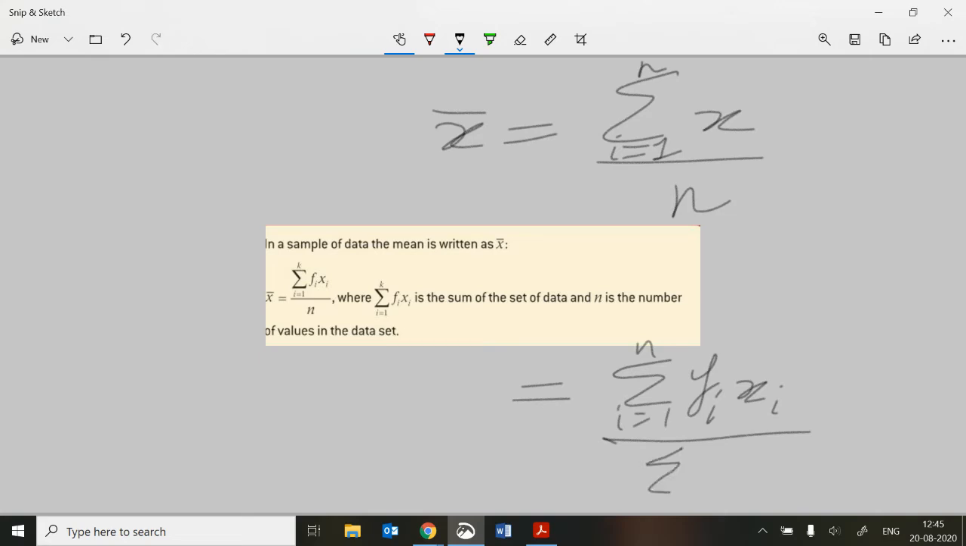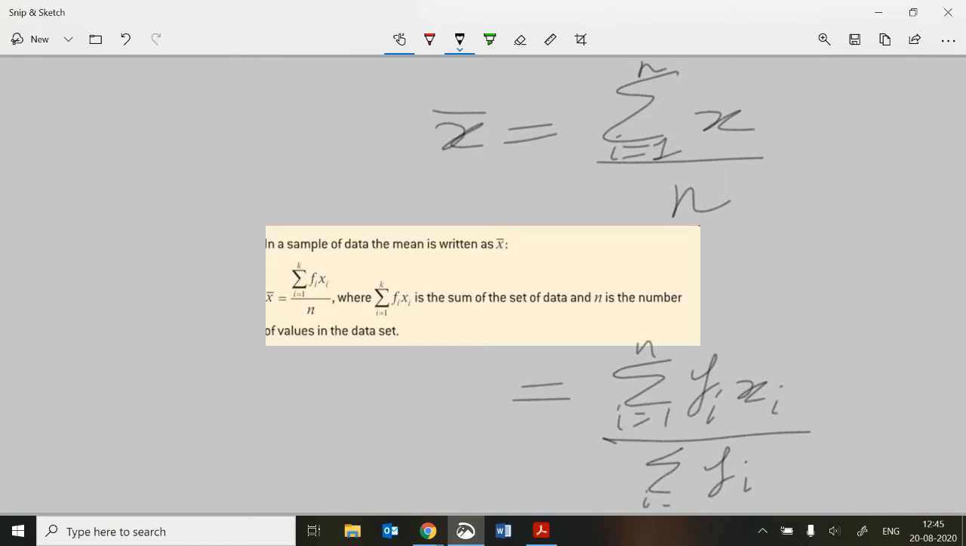Now, the number in the sample can also be seen as the sum of all of your frequencies. If you've got 10 people with a shoe size of 8 and 9 people with a shoe size of 7 and so on, then if we add those frequencies together, we'll find the total number of people which we have as well.